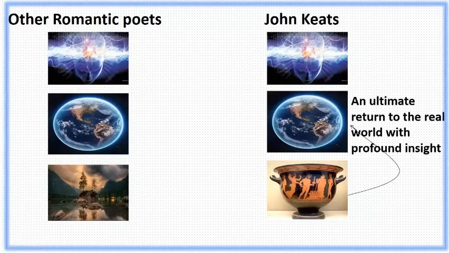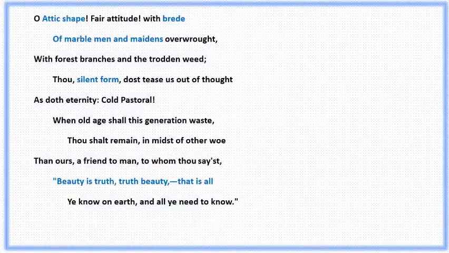Up to the fourth stanza, Keats describes the people and objects of the painting on the urn as if they were real. That means it is as if he himself is in that world of art. But in the last stanza, he addresses the urn as a Attic shape with embroidery of marble men and maidens. The men and maidens are no longer real for him, but they are just the engravings on the urn. This vantage point that the speaker has taken from the urn is an indication of the return to the real world.